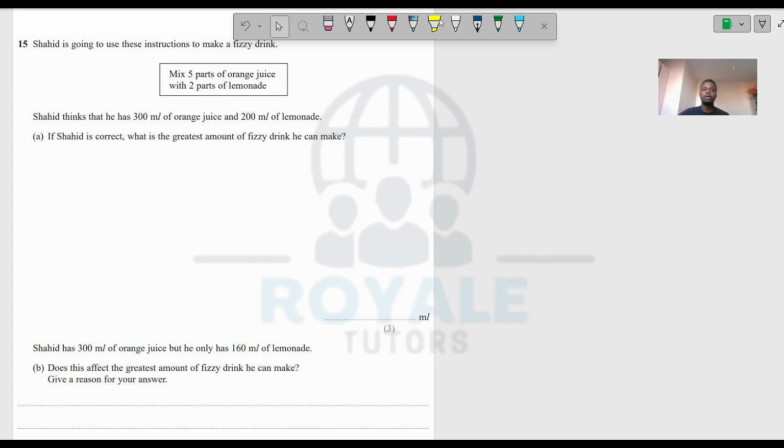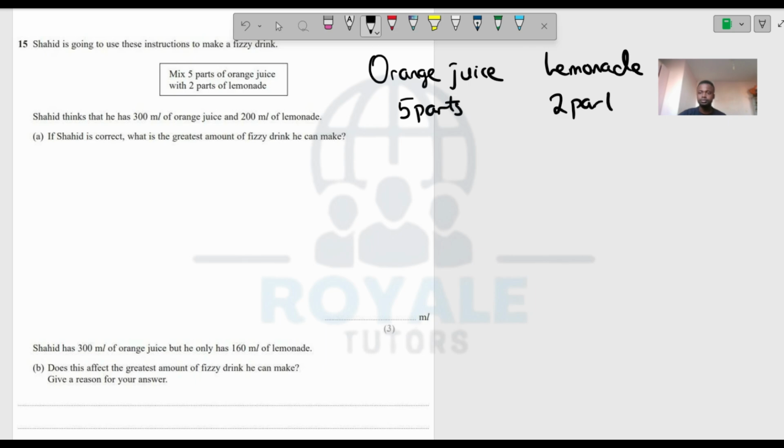So let's see. We have 2 parts: orange juice, and then lemonade. For orange juice, he uses 5 parts, and whenever he uses 5 parts of orange juice, he uses 2 parts of lemonade. Looking at it now, initially he had 300 milliliters of orange juice, then 200 milliliters of lemonade. Let me put that here: 300 milliliters of orange juice, and 200 of lemonade.